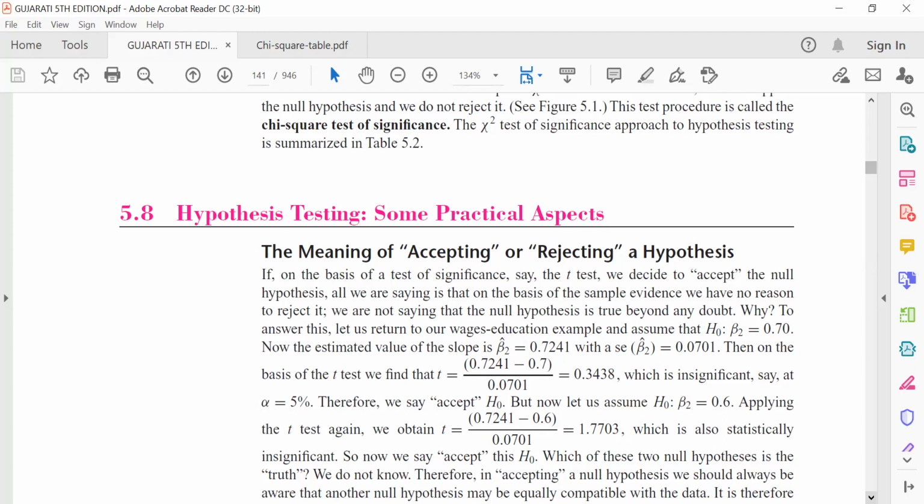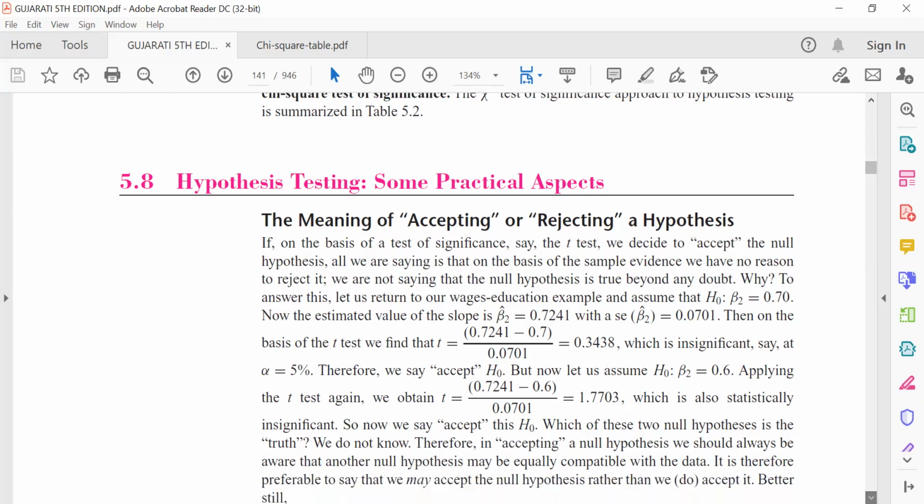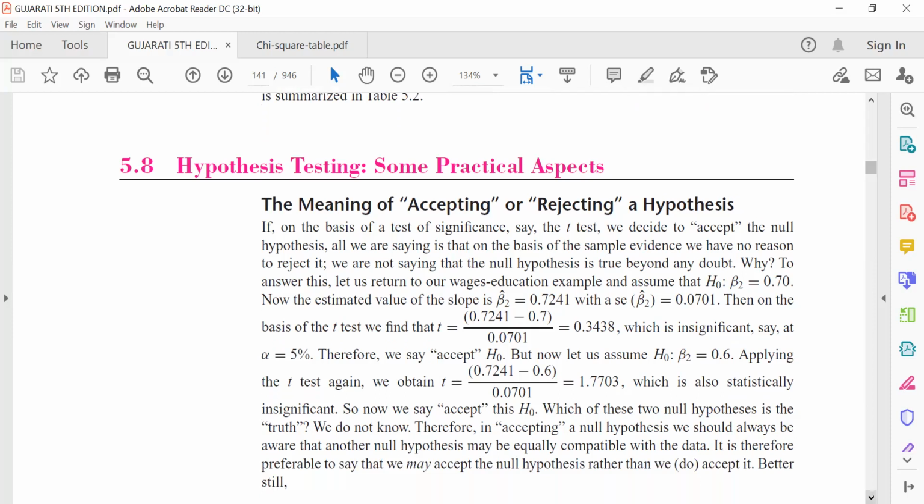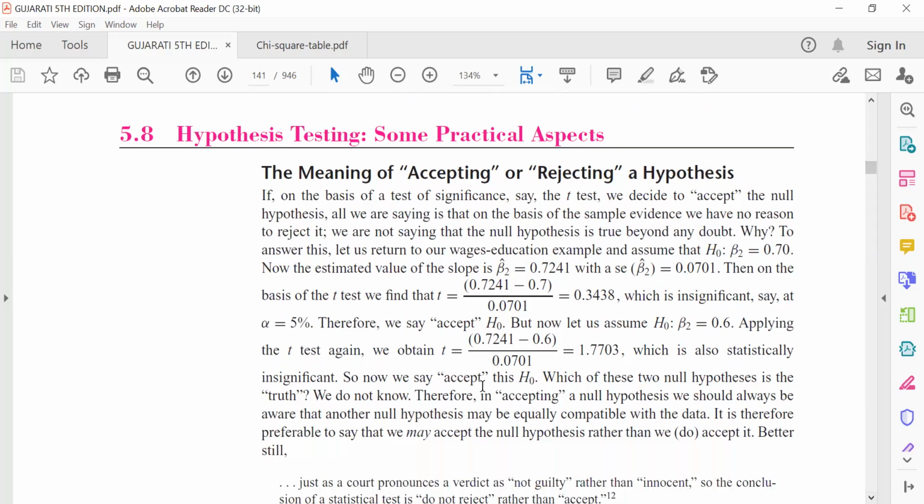But now let us assume that beta 2 is equal to 0.6. With the same calculation, we get 1.7703, which is also not significant, so we can say that we accept this null hypothesis. Which of these two null hypotheses is true? We do not know. Therefore, in accepting a null hypothesis, we should always be aware that another null hypothesis might be equally compatible with the data.